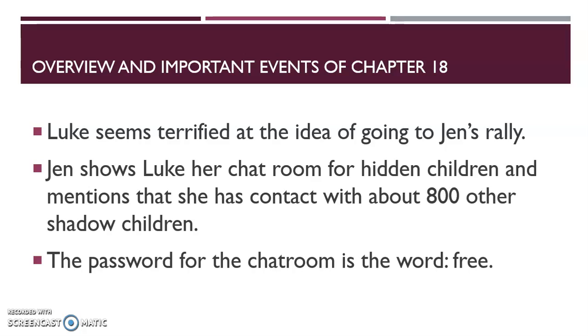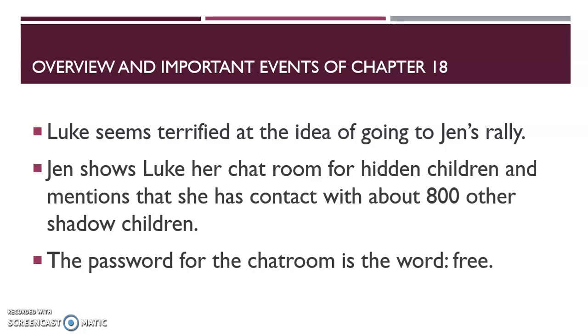Now let's turn our attention to an overview of the important events that happened in Chapter 18, which you should have read before today's lesson. In Chapter 18, we see Luke talking to Jen about the rally. Luke seems terrified at the idea of going to Jen's rally. Jen shows Luke her chat room for hidden children and mentions that she has contact with about 800 other shadow children. Luke feels very nervous about going on the internet and the computer with Jen. He still thinks that the government might find him just by him being near Jen on the computer.